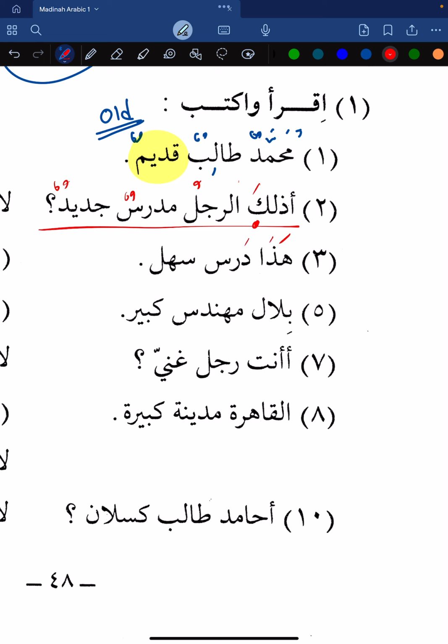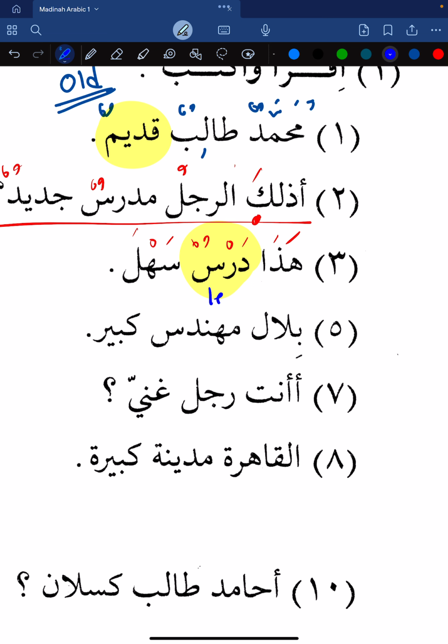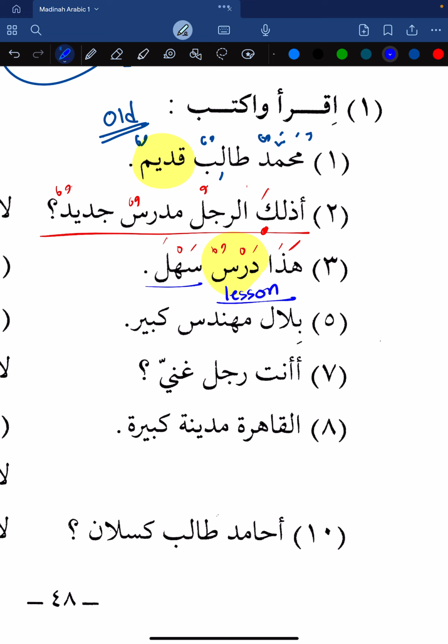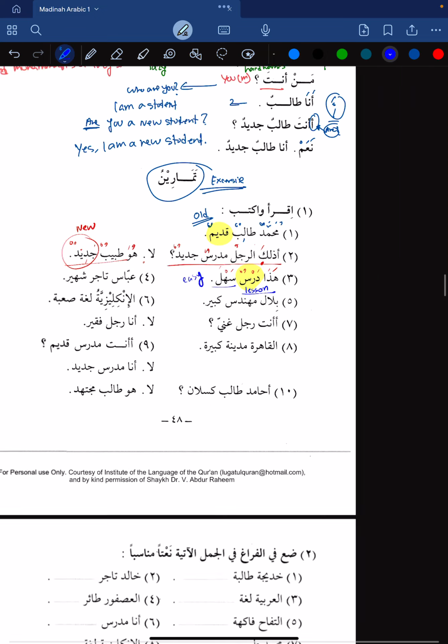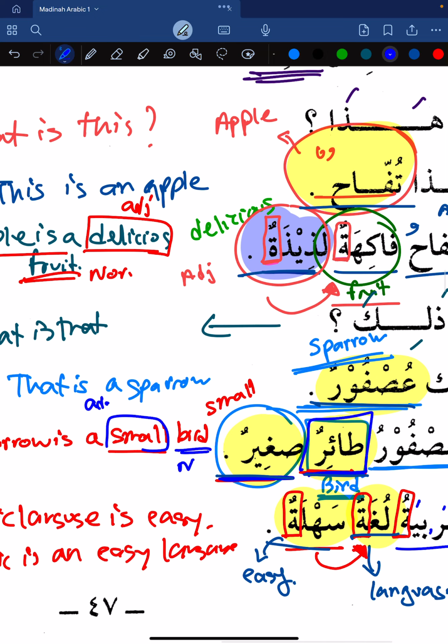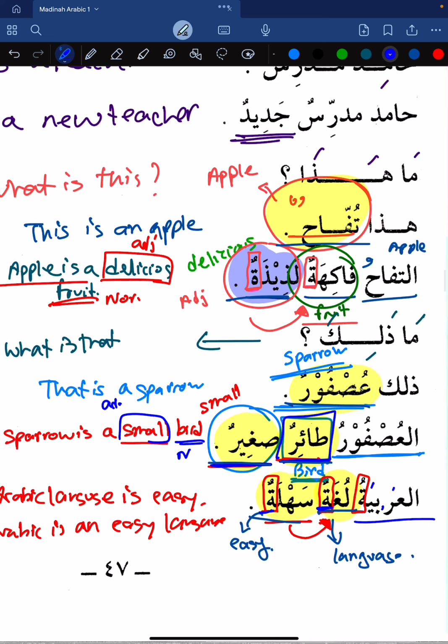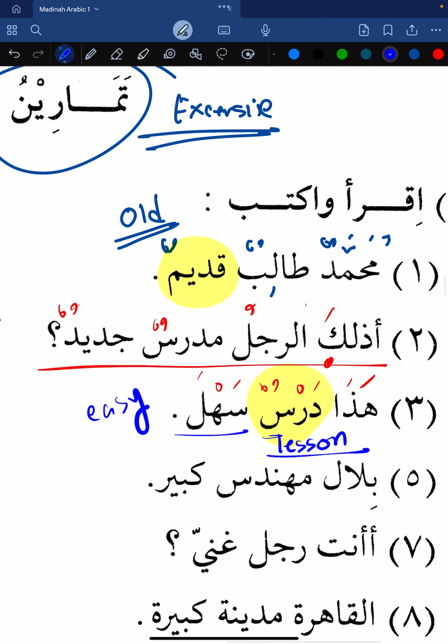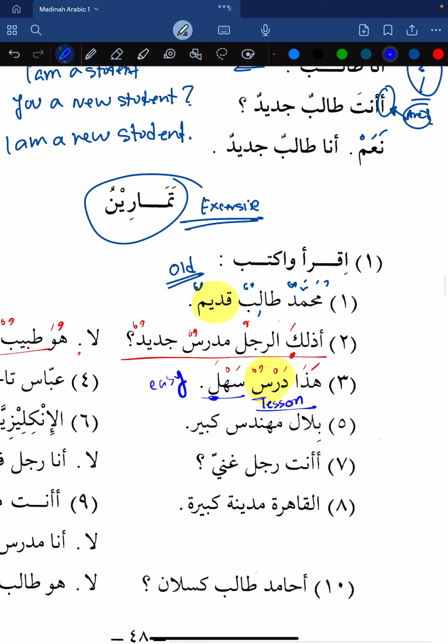هذا درس سهل. This is, درس means lesson. This is an easy lesson. You guys agree? Lesson. سهل means what? Easy, right? And you see, last time we had سهل. It was a muannas because we had a muannas here. Here it's a mudhakkar, and so we use a mudhakkar.